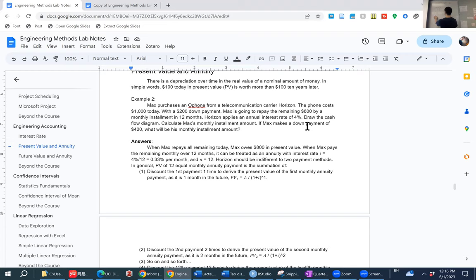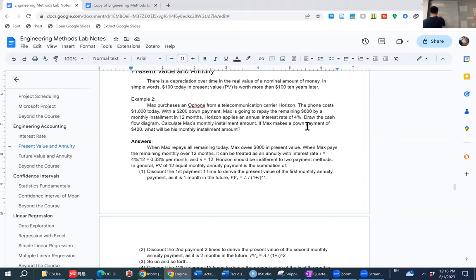Let's see how we can use this formula to derive what we need to find out. So here, first, we need to recognize that we have this present value here. And if we were given future value, it'd be something else. But let's focus on the present value. We are given 800 that's worth at this moment. And we need to find the equivalent annuity.